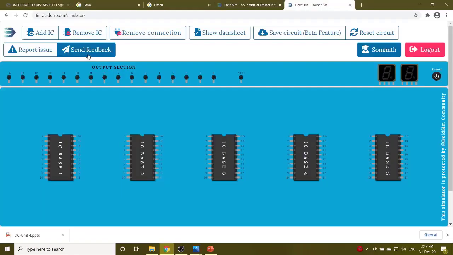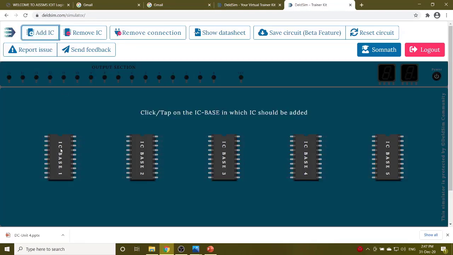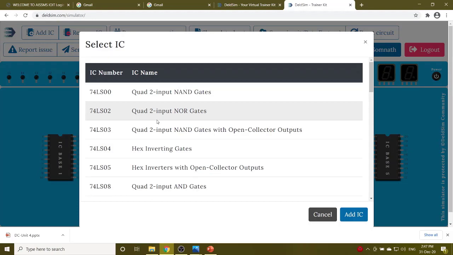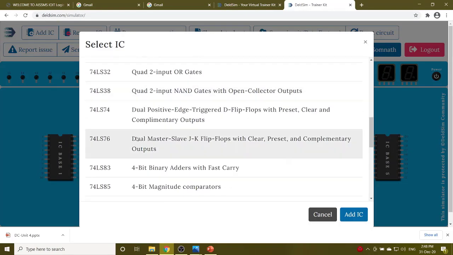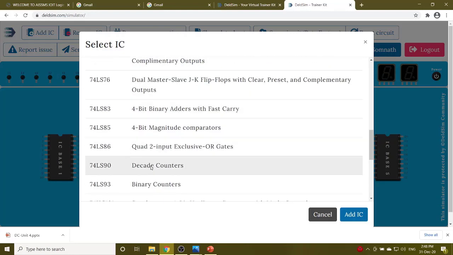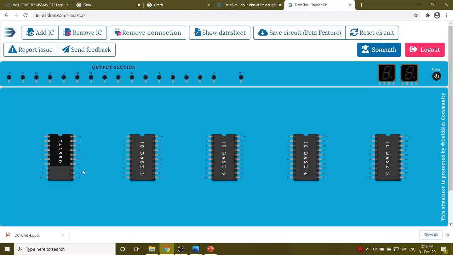Now we can use a simulator to implement a Mod 10 counter using 74LS90. Go to add IC, select the base, and select the 7490 IC, which is a decade counter. Add it. It is a 14-pin IC. We already discussed the Mod 10 counter internal circuit diagram and design.